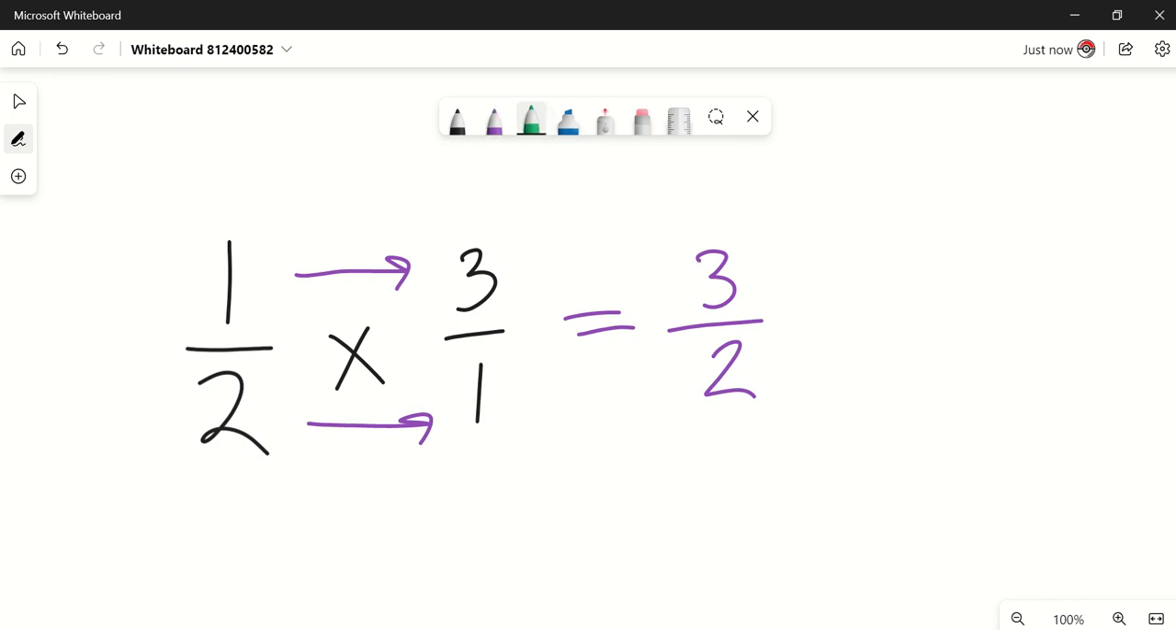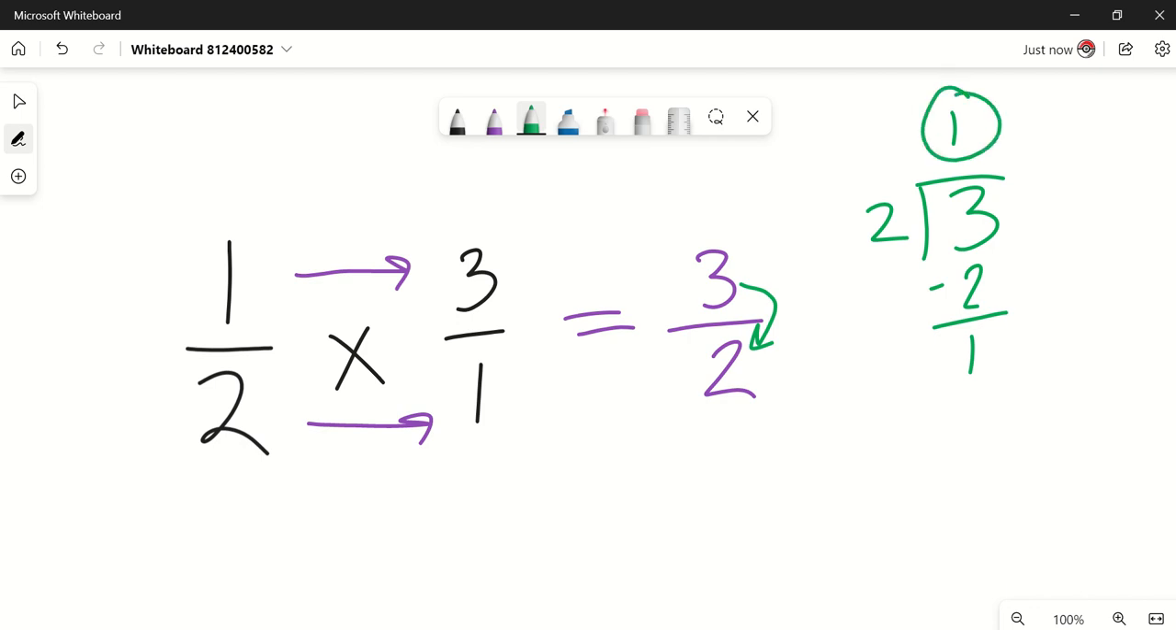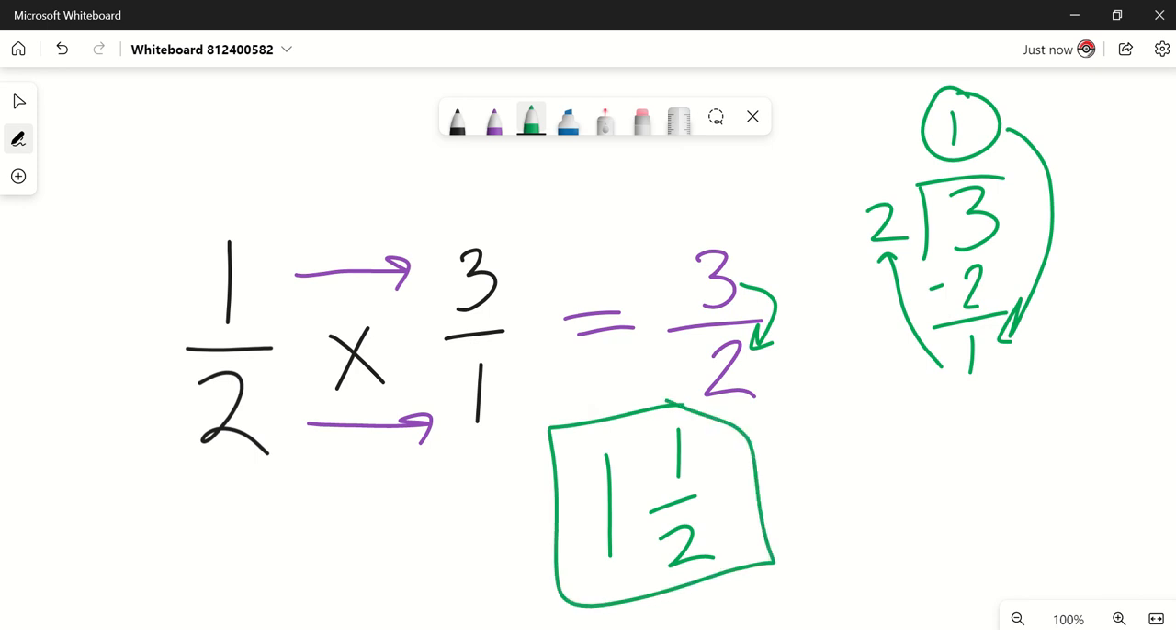Improper fraction, don't like that. Need to go ahead and do 3 divided by 2. 3 divided by 2. 2 will go into 3 one time, which will be 2. When I subtract, I'll have 1 left over. My answer should be 1 1/2. And that fraction is already simplified, therefore my answer is 1 1/2.